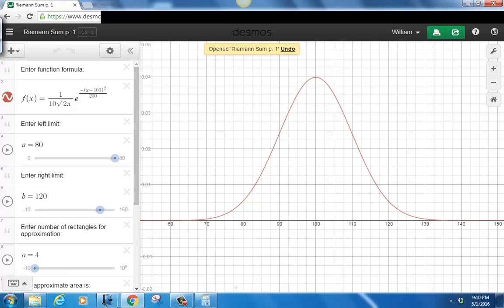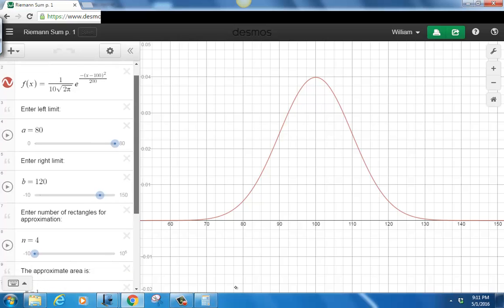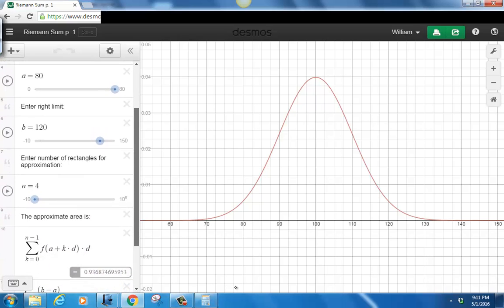All right, so here's the tool in Desmos that we're actually going to use to fill up this area between 80 and 120 with these vertical rectangles, right? So we can estimate this area quite accurately by choosing more and more rectangles. I've already got the formula for this density function typed in. Notice it's a nice complicated formula, but you don't have to learn that formula. It's already typed in there for you, okay? And we want to find the area between 80 and 120, so that's already been typed in, and then we're going to use more and more rectangles here to get an approximation for this area.